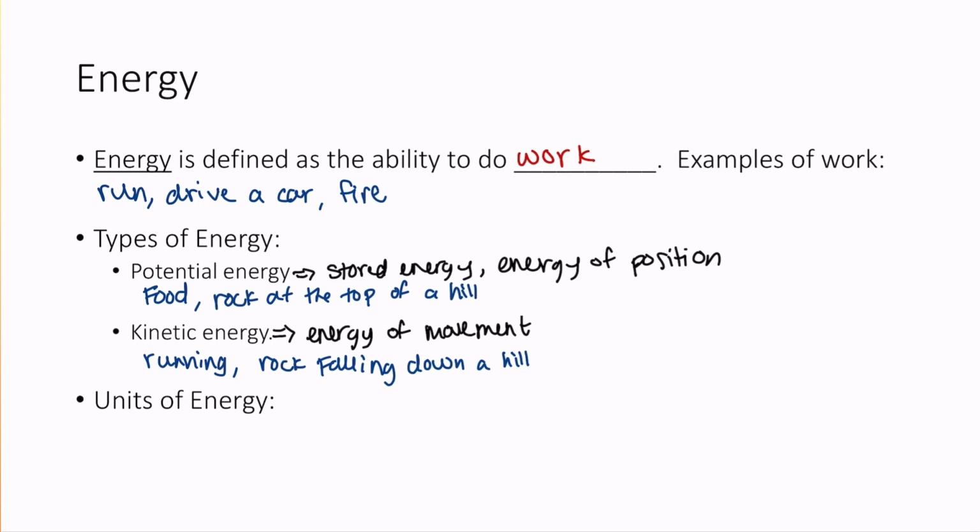The units of energy are joules, which is given the symbol capital J, and calories, which is given the symbol lowercase cal. There are all kinds of other units of energy, but these are the two that we're going to focus on in this class. Now, there are 4.184 joules in 1 calorie.